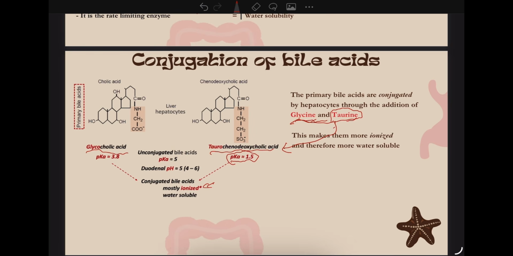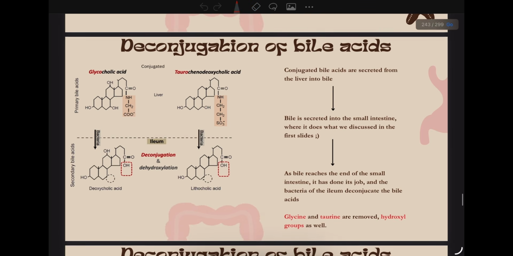But just understand that conjugation changes the pKa, makes it more ionized, so more water soluble. Okay? And always remember, conjugation, water soluble. Now, deconjugation. I want to note that this deconjugation that we will be discussing only happens to 5% of the bile acid that we have. Only 5% will be deconjugated. Most bile acid will be reabsorbed as conjugated bile acid, and we will discuss it now.